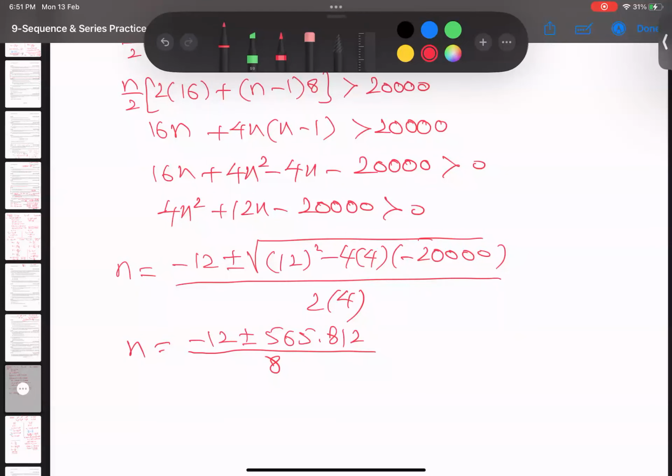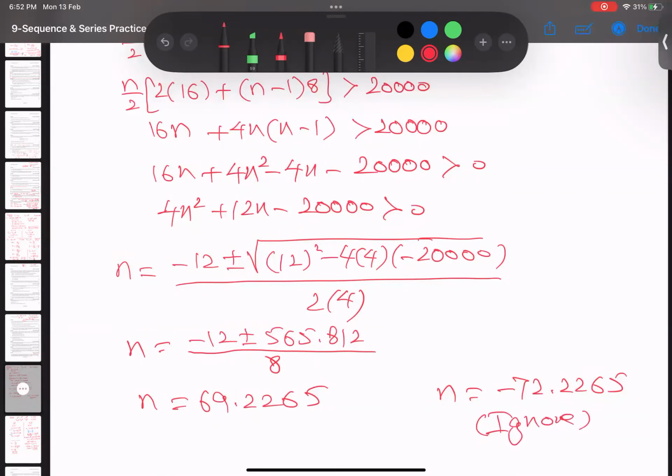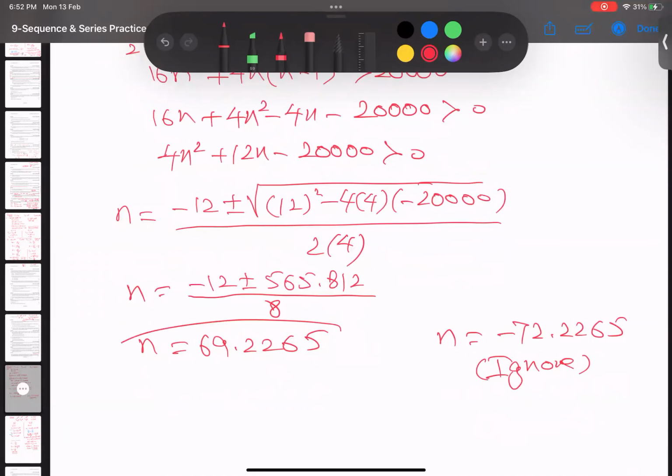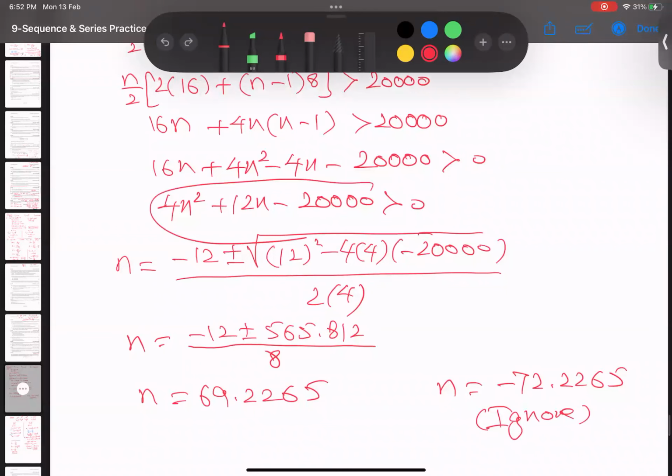Now I will solve it: minus 12 plus 565.812, divided by 8. So I get the first answer, 69.2265. And for the second answer, let's see: negative 12 minus 565.812, divided by 8, and the answer is negative 72.2265. This one we 100% ignore. Why? Because n cannot be a fraction, not a decimal, not a negative number. So these are the chances. But hold on, the value must be bigger than that.